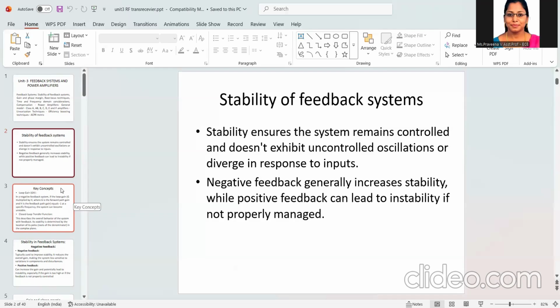Let us see the example. That is audio feedback between a microphone and a speaker. The audio feedback is given from the speaker to the microphone, and it produces a high-pitched squealing sound. And let us see the comparison of negative and positive feedback. Negative feedback increases stability, and positive feedback reduces the stability. Negative feedback reduces the gain, and positive feedback increases the gain. These are the main points, that is, the difference between negative and positive feedback.